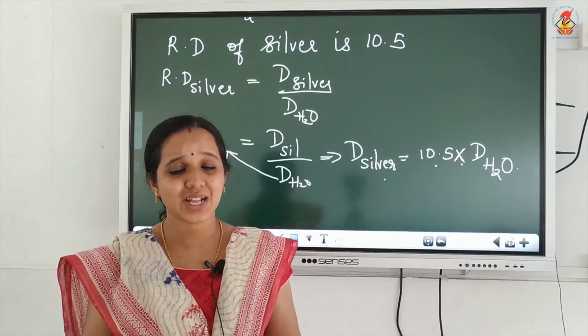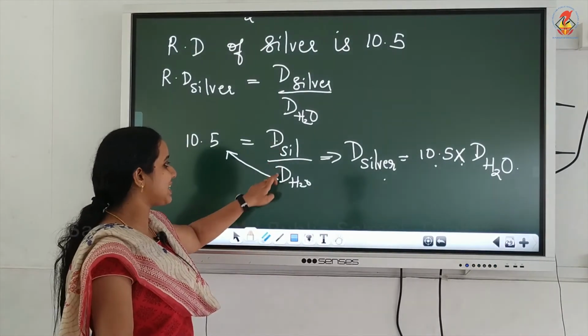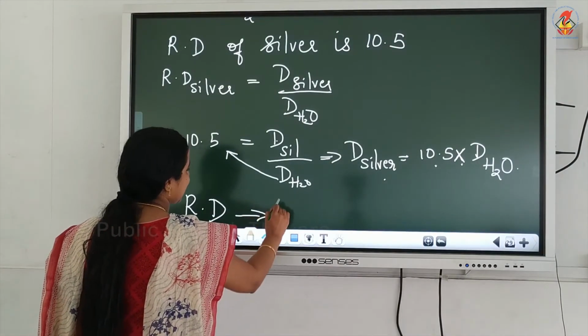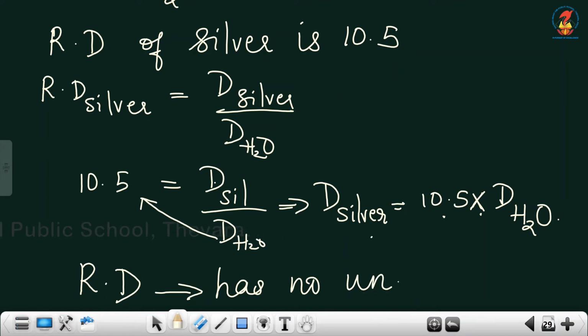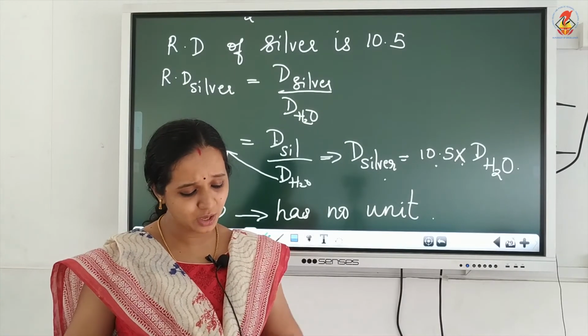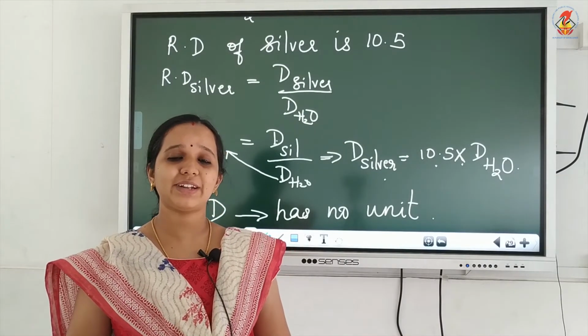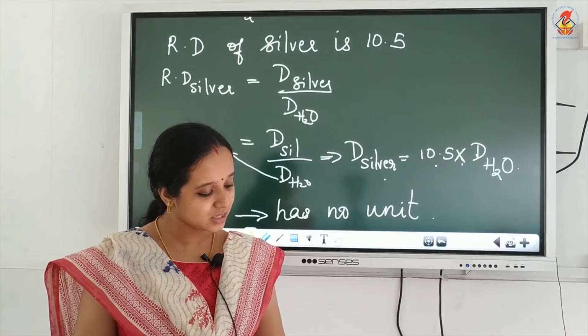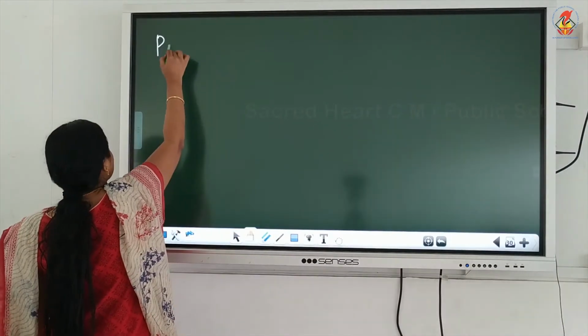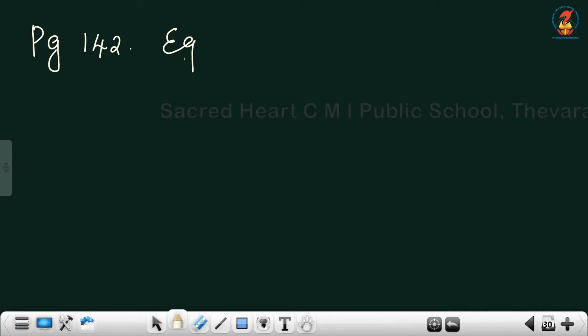And this relative density, since it is a ratio of densities, has no unit. Since it is a ratio of two same quantities, that is densities, it has no unit. Okay. Now, let us do a problem related to relative density. For the question you can refer to your textbook, page 142, example 10.7.